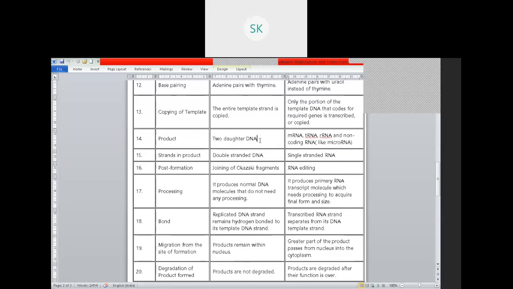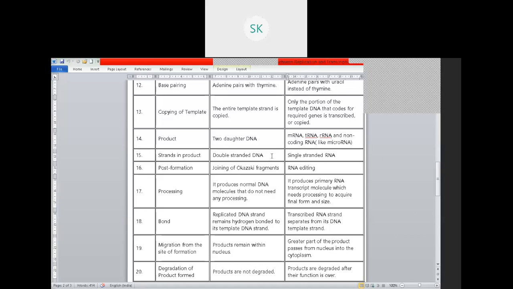Here the final products will be two daughter DNAs in the DNA replication process. Whereas in transcription, the final products will be mRNA, and sometimes tRNA and rRNA. mRNA will be formed by the enzyme RNA polymerase 2, tRNA will be formed by RNA polymerase 3, and rRNA will be formed by RNA polymerase 1. Non-coding RNAs like microRNA also will be final products of the transcription process.